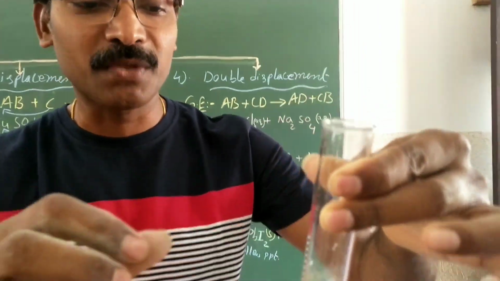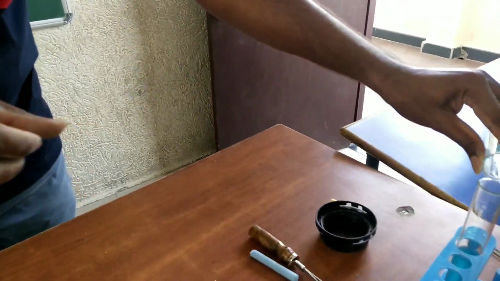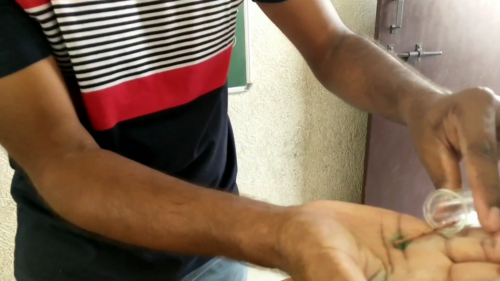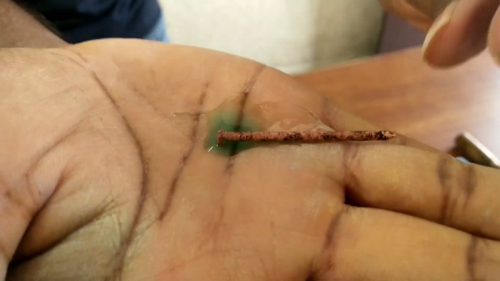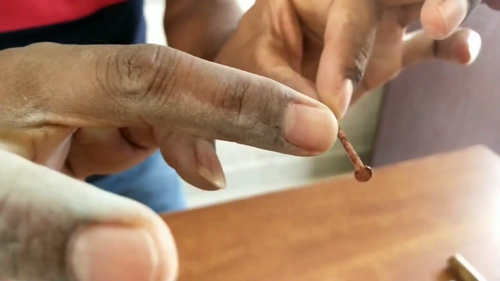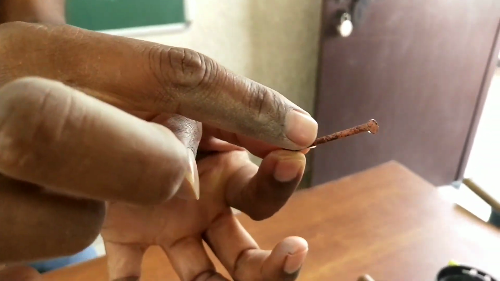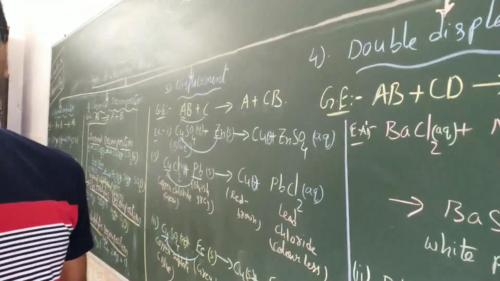Even now you could see this one. Iron nail, are you able to see the brown color? If you still want to check, I will show you in detail. Yes, it is just depositing on the iron nail. See here, this is the copper coating. Yes?